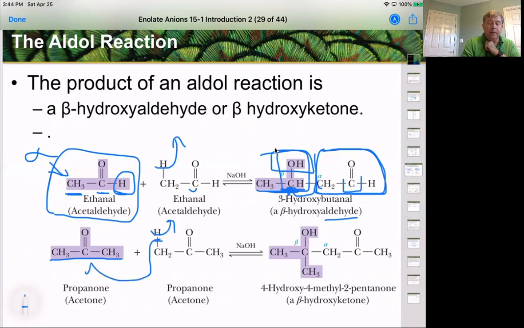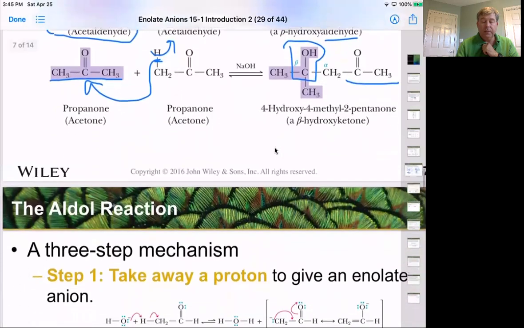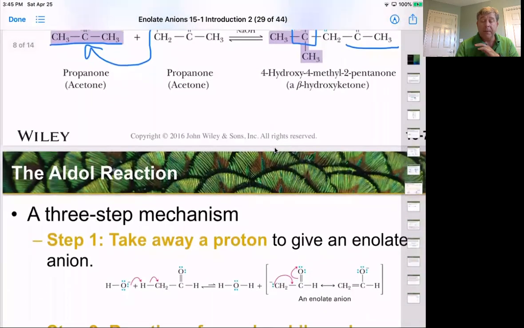This anion then comes in here and hits the carbonyl, generating our beta hydroxy compound. And so we have our beta hydroxy ketone compound. Okay, all right, let's go into this in a little more detail and look at the mechanism step by step.